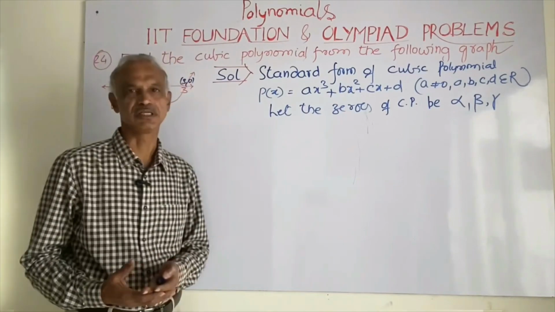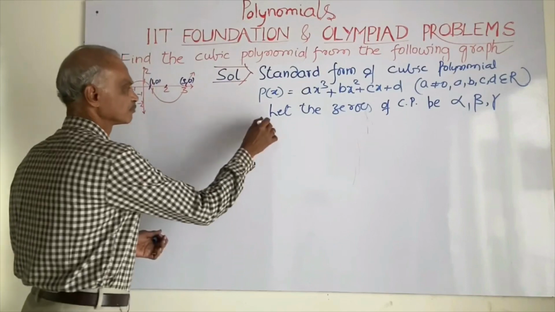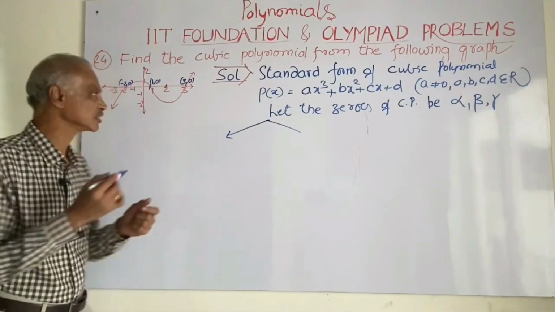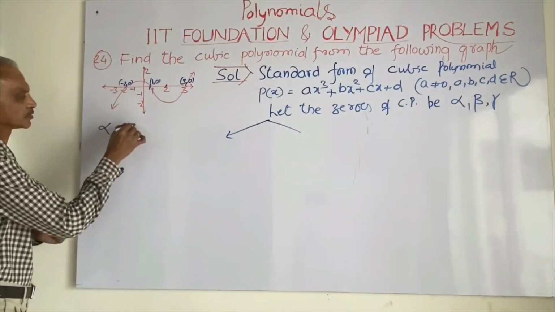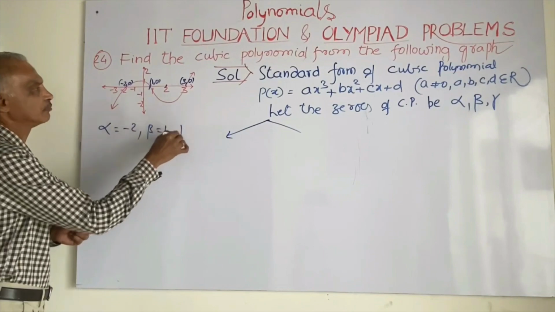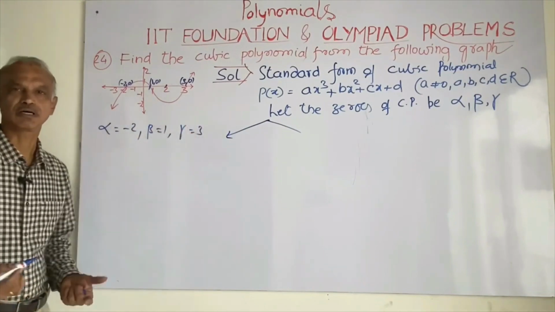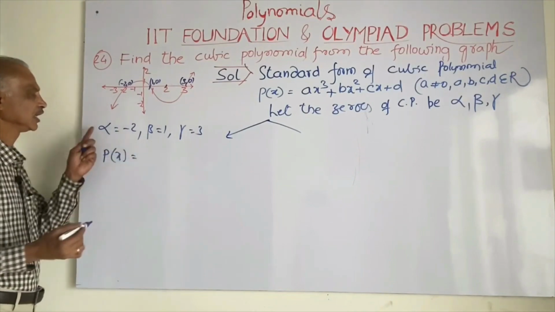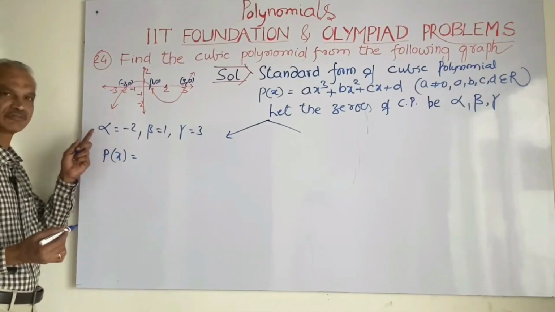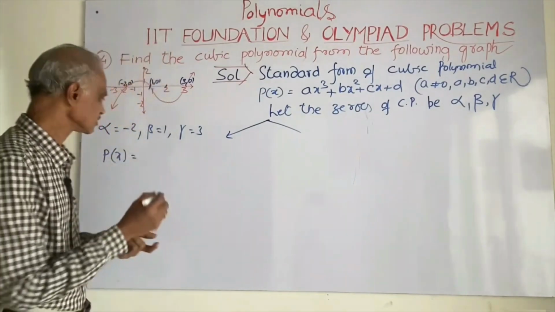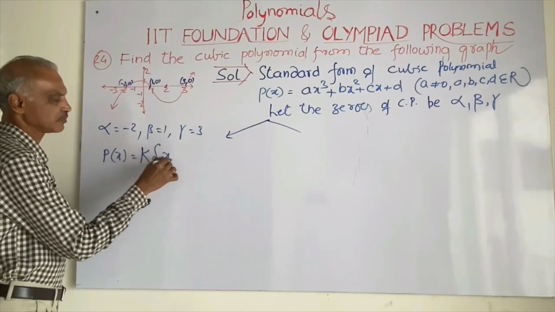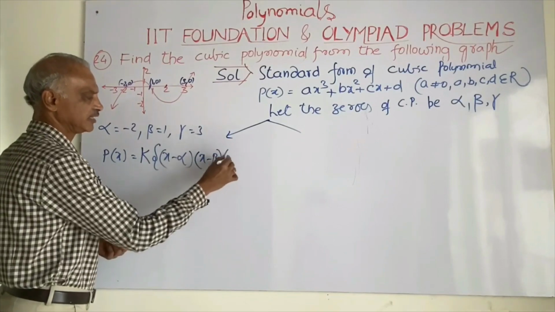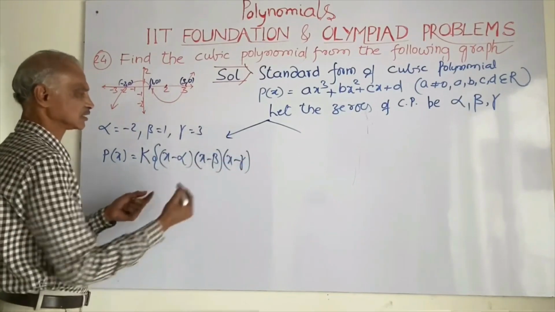This problem can be done in two ways. See, if alpha, beta, gamma are zeros of the polynomial, what is alpha here? -2. What is beta? 1. What is gamma? 3. If alpha, beta, gamma are the zeros of the cubic polynomial, then you can write p(x). If alpha is a zero of the polynomial, x minus alpha is a factor. Similarly, x minus beta and x minus gamma. These are the three factors.